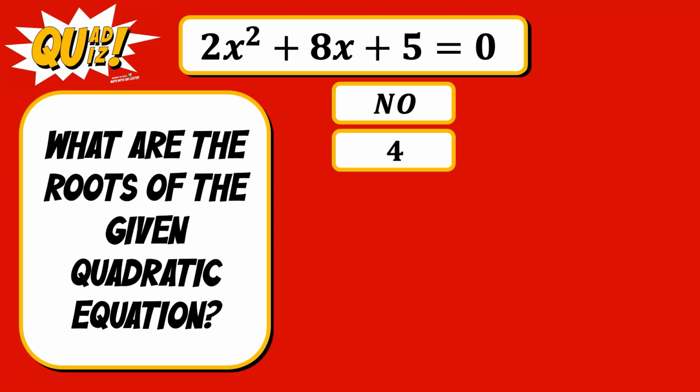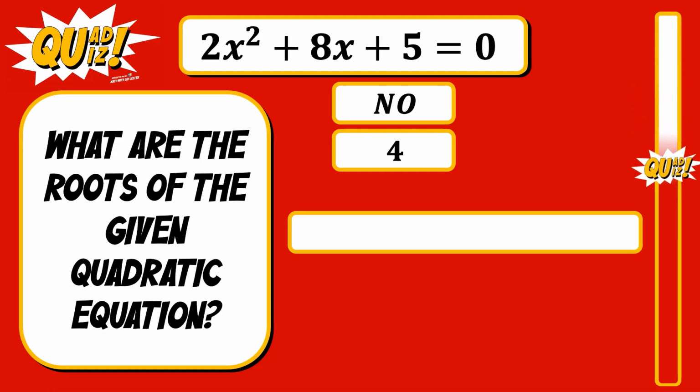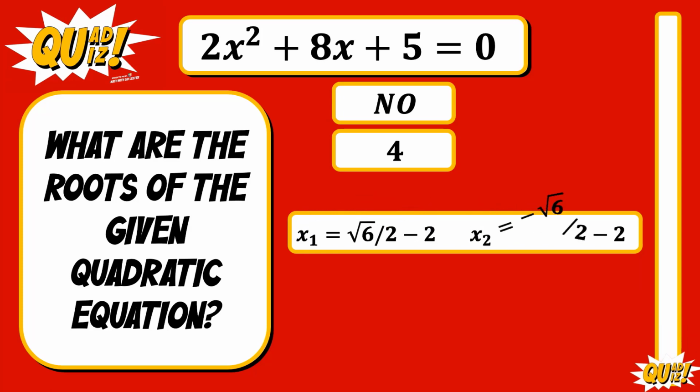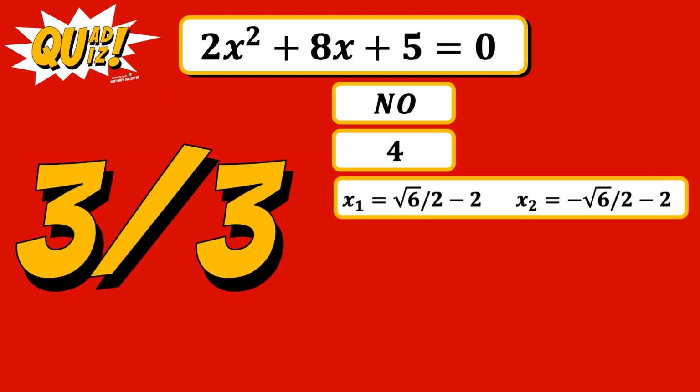Next, what are the roots of this given quadratic equation? And the roots are square root of 6 over 2 minus 2 and negative square root of 6 over 2 minus 2. Did you get 3 over 3? If not, please continue viewing this video.